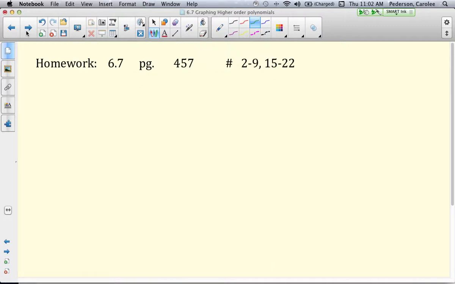Here are some practice problems on section 6-7, page 457, 2 through 9, 15 through 22. This is going to assist us in section 6-5, day 2, where we're going to actually go out and graph these higher order polynomials. We're going to graph the snakes, the W's, the M's, the parabolas again. And we're going to identify some important pieces to our graph.